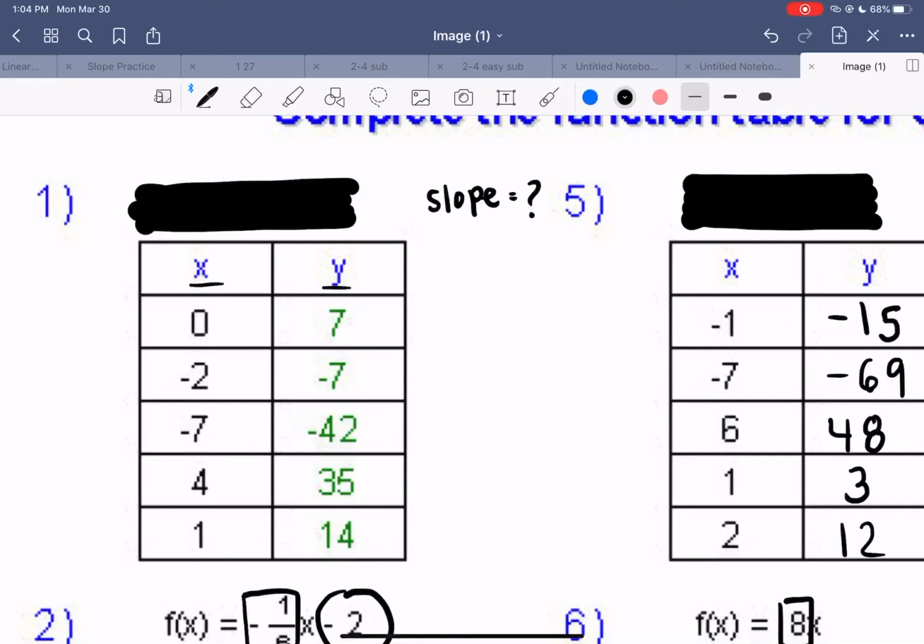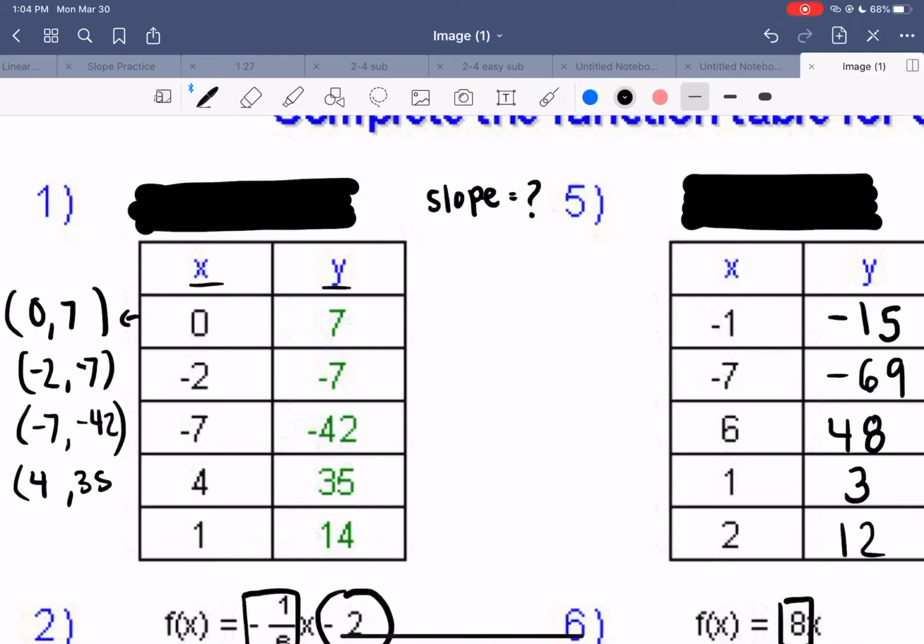So what I like to imagine is these are in a table, yes, but I can also imagine these as a coordinate pair, just like this. I can imagine each of these as a coordinate pair. So we have our x coordinates and our y coordinates. So it's the same thing, just written in a little bit different form.